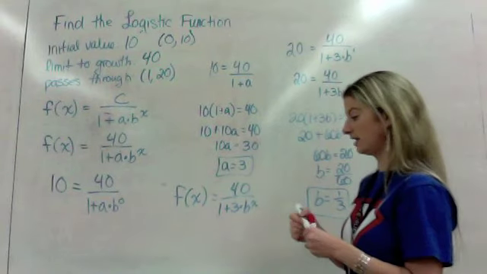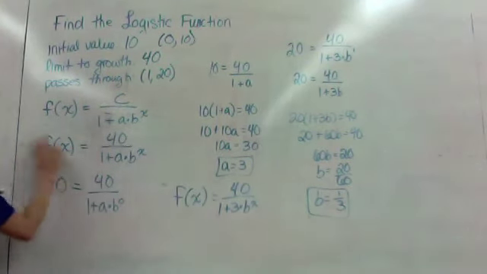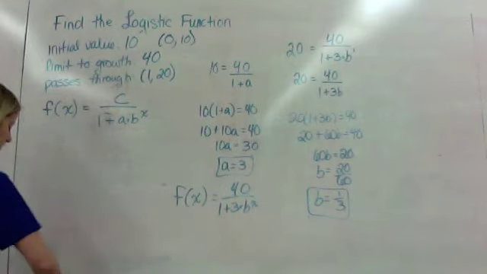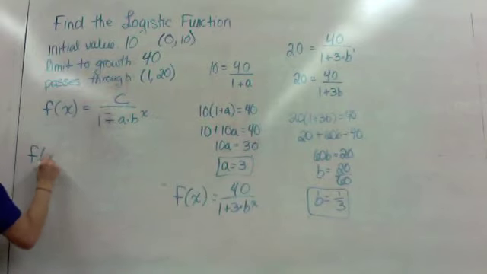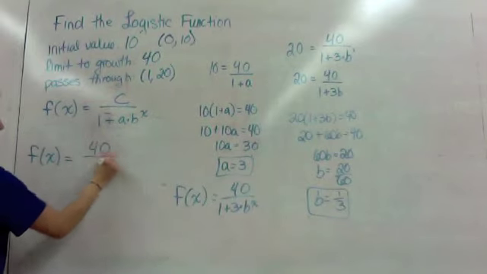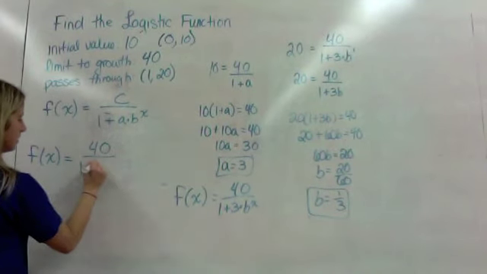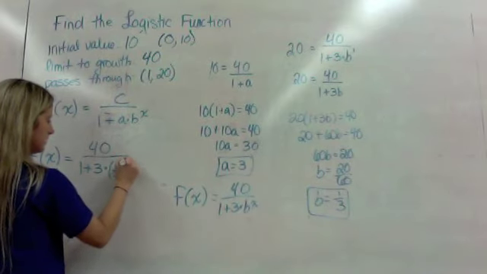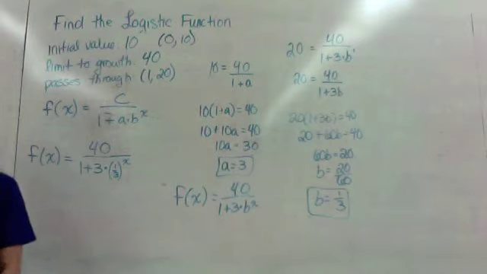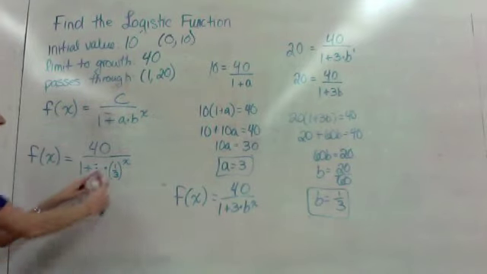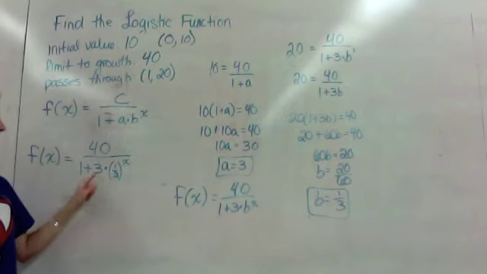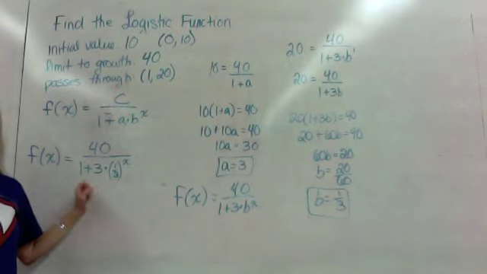Okay? So then let's go back to our original and plug everything in. I'm going to erase this stuff right here, because we've seen it. So our actual function is now going to be 40 over 1 plus a, which is 3, times b, which is 1/3, to the x. Okay? Now remember your order of operations. You can't multiply these two together and say, oh great, so it's 1 to the x. That can't happen. Order of operations: exponents come before multiplication. That is a common mistake. Okay? Any questions on this one?